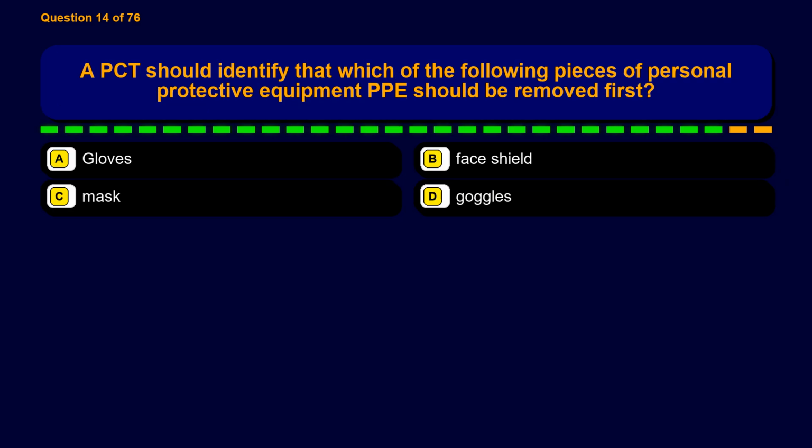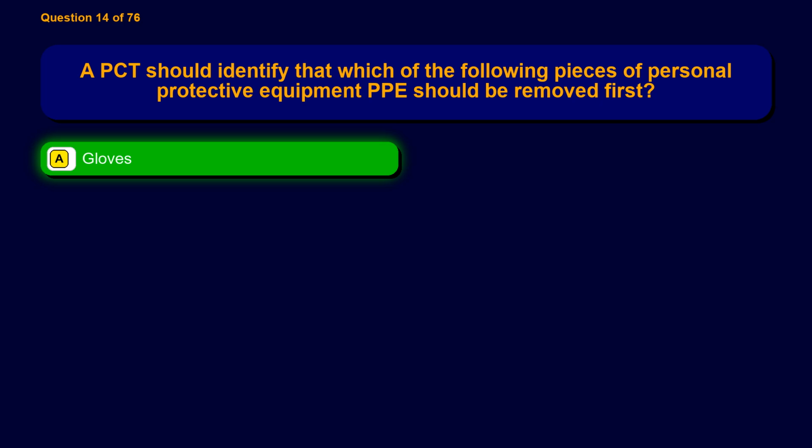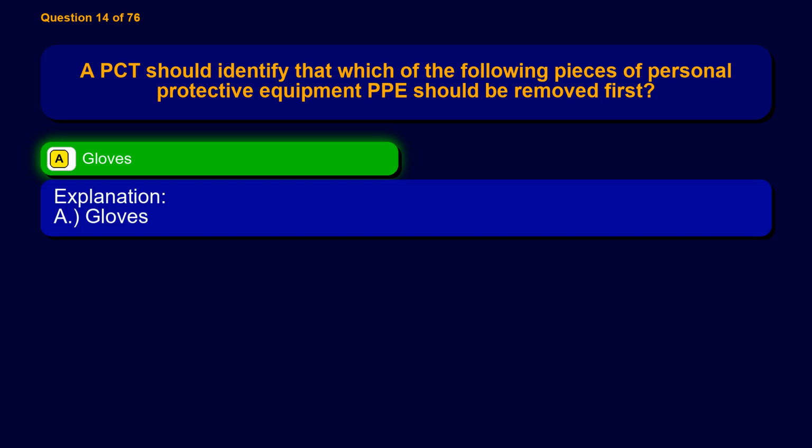Question 14. A PCT should identify that which of the following pieces of personal protective equipment, PPE, should be removed first? Option A. Gloves. Option B. Face shield. Option C. Mask. Option D. Goggles. The correct answer is option A. Gloves.